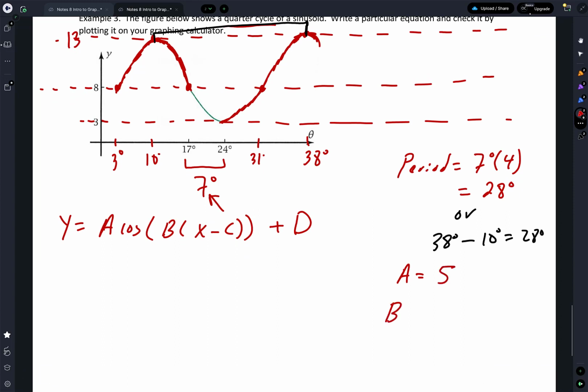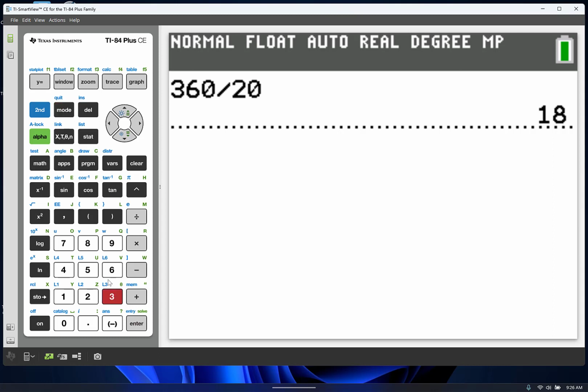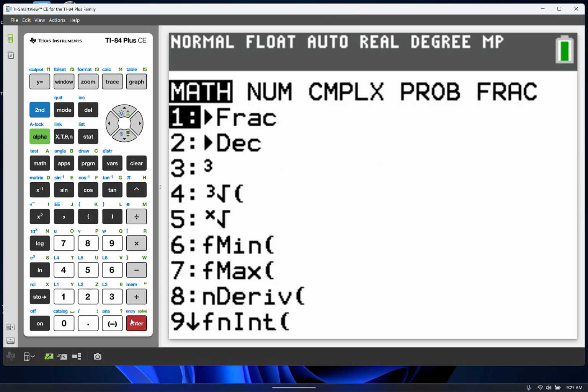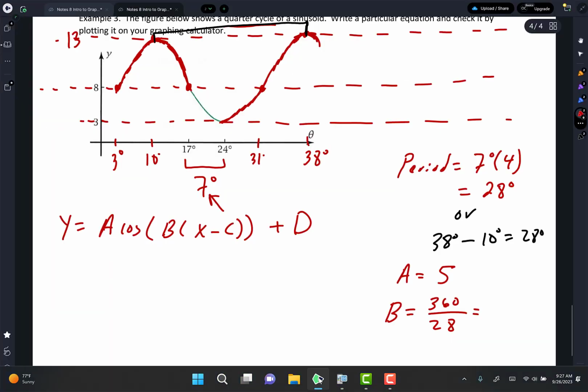The b. I get the b by doing 360 divided by the period, 28. I don't think this one's going to be a nice number, but we want to keep it perfect, so just turn it into a fraction like this. 360 divided by 28, and I get a number that keeps going forever. To turn that into a fraction, you just push math, fraction, enter. 90 over 7. It's just reduced. 90 over 7.